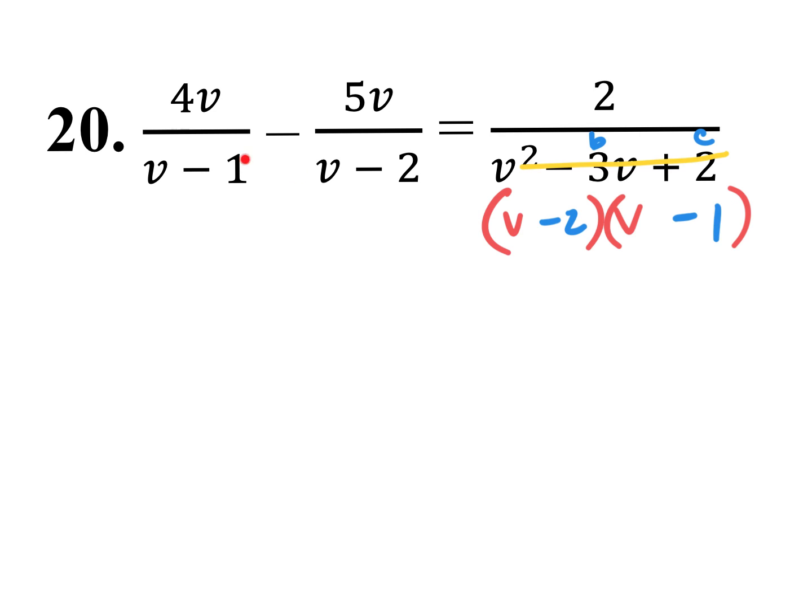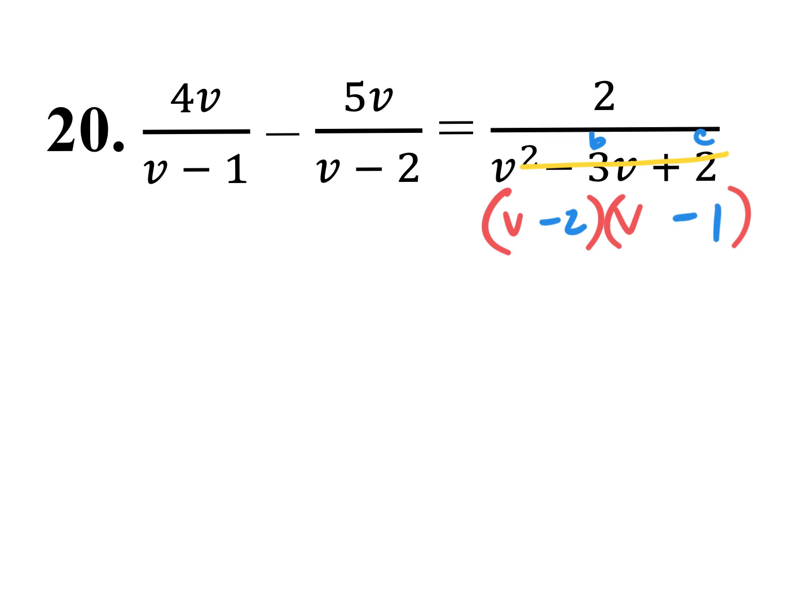Okay, so now we have 3 fractions. We want to get rid of all 3 fractions. And we know how to do that. We just multiply by the denominator of the fraction that you want to get rid of. So which fraction would you like to get rid of first? It doesn't matter which one you pick. Anybody? There's no wrong answer. Just pick one. Come on. The 5v. Okay.